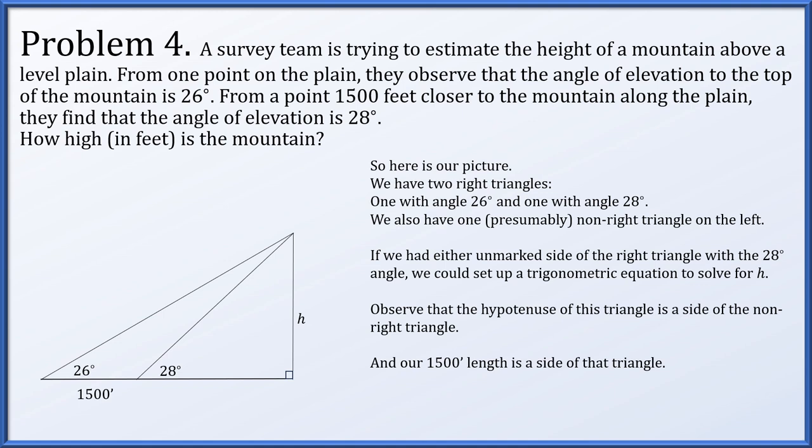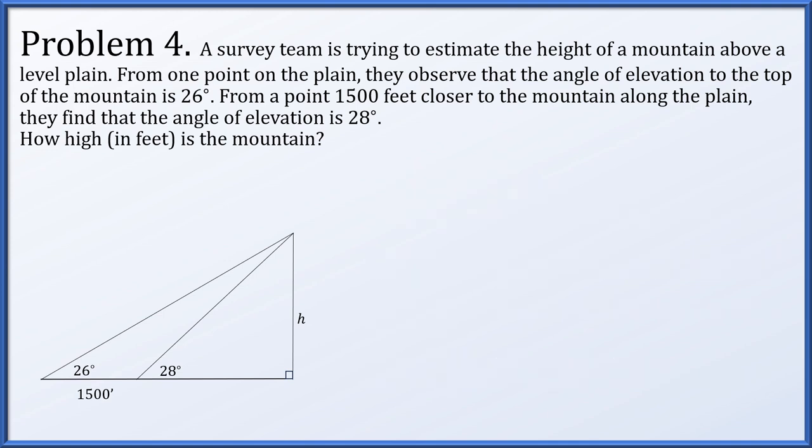So since we know that 1500 foot side, we can actually complete the non-right triangle, then use the side length that is shared with the 28 degree right triangle to solve for h. So we're trying to now solve the non-right triangle on the left, but it looks like we have one side length, 1500, and one angle, and that's not enough information, but we actually know another angle.